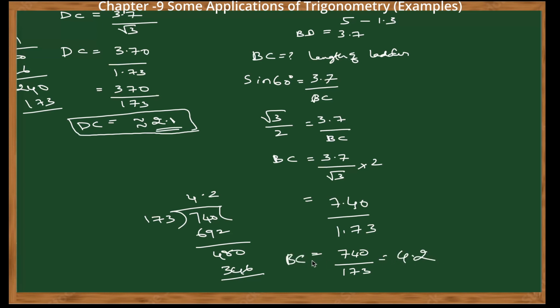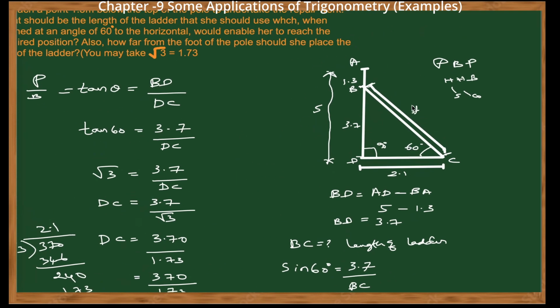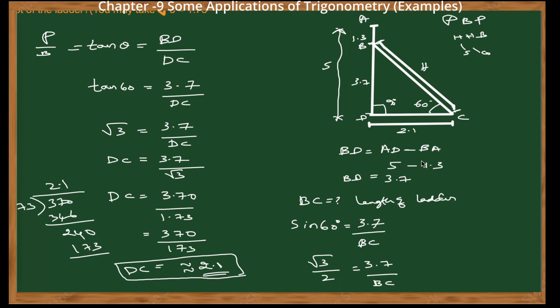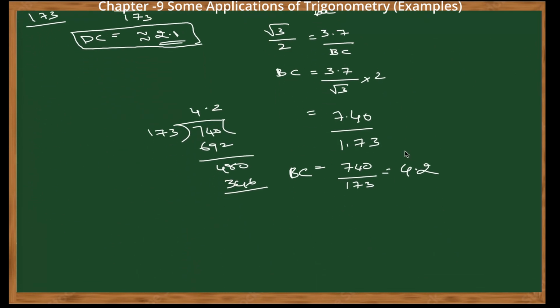So BC is nothing but the ladder. What is being asked here is BC, the length of the ladder. The foot of the ladder should enable her to reach the required pole, and also how far from the foot of the pole should they place the foot of the ladder. So we got the length of the ladder, which is nothing but BC.